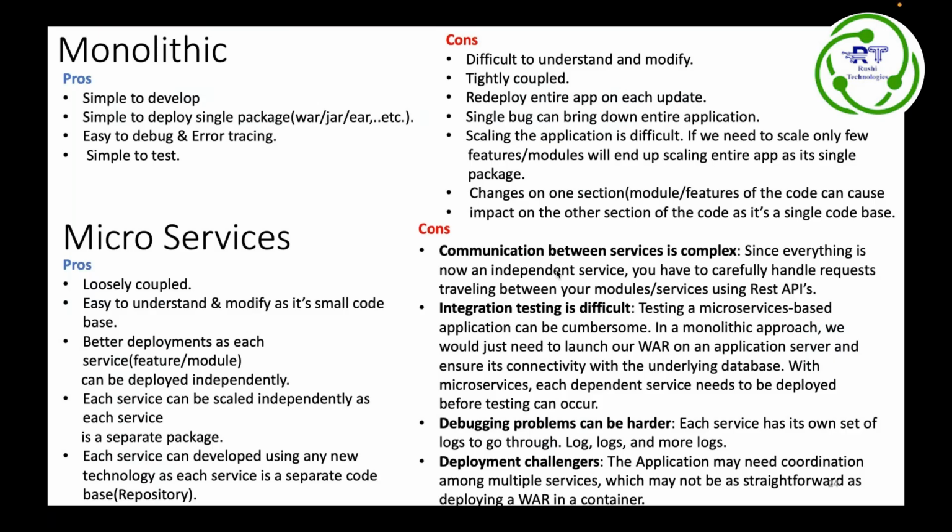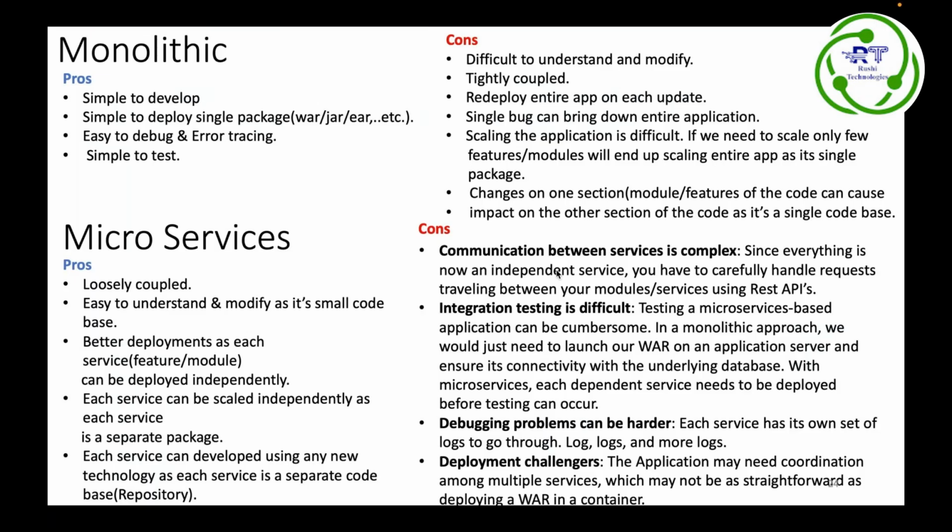You can't build and deploy only the registration module or feature. You have to bring down all the modules because it's the same code base. You have to bring down the entire application, create a new package, delete the old package, and deploy the new package to servers like production. So a single bug can bring down the entire application with this monolithic architecture.